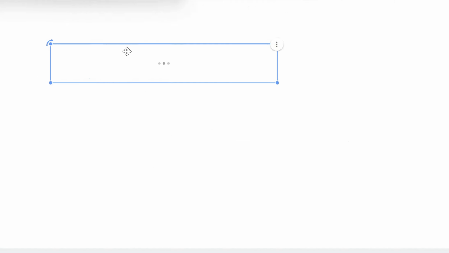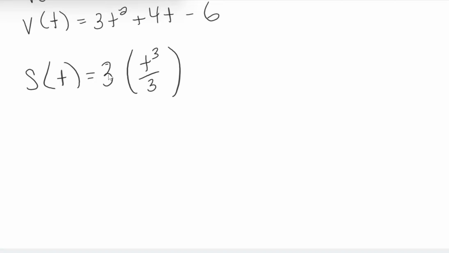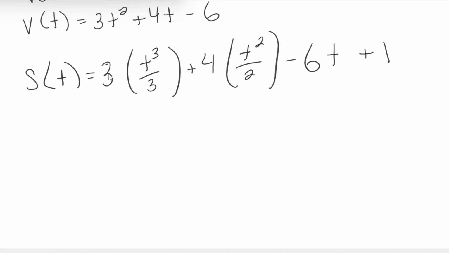So the last thing we have to do is do the integral of this one. I got to get used to saying integral again. So this becomes 3t to the third over 3. And 4t squared over 2. Minus 6t plus c.